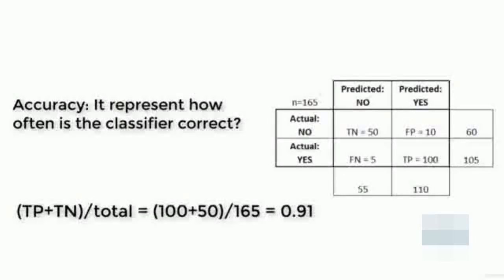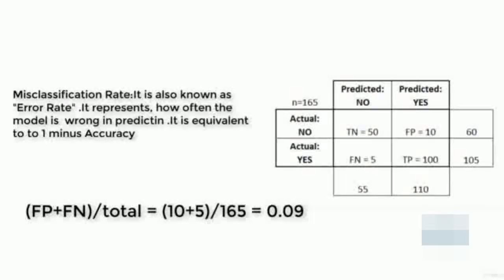There is a list of rates that are often computed from a confusion matrix for a binary classifier. First is accuracy. It represents how often the classifier is correct. It is calculated by this formula, where we take the sum of true positive and true negative cases and then divide by the total number of cases. The second is misclassification rate. It is also known as error rate. It represents how often the model is wrong in predicting. The formula to calculate the misclassification rate is the sum of false positive and false negative divided by the total number of cases. It is equivalent to 1 minus accuracy.